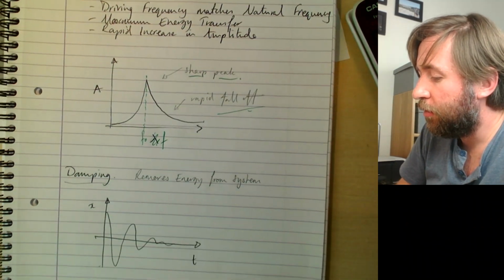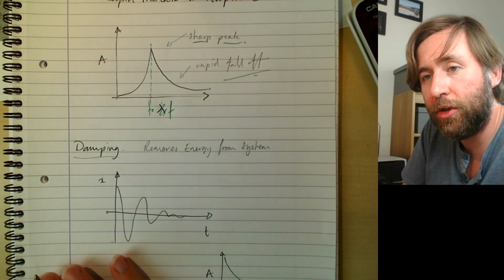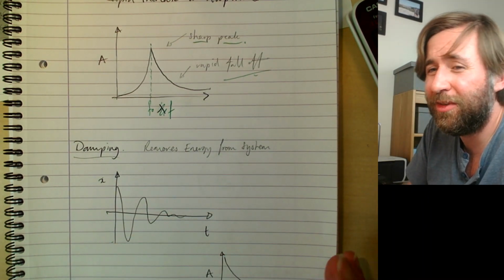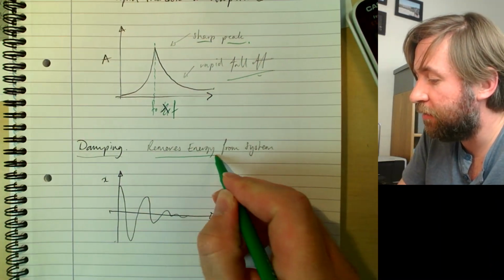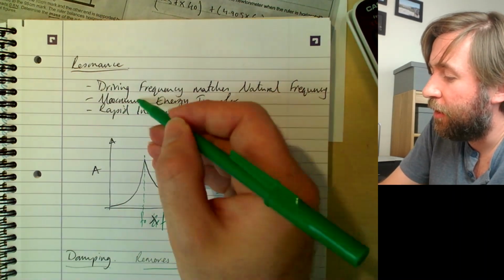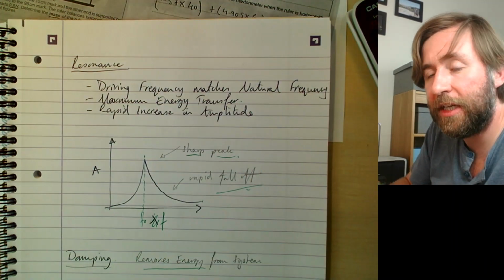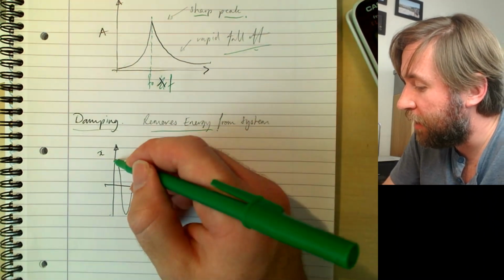All right. Following on from that, damping is something that we can do to stop resonance. Now, damping doesn't necessarily stop resonance. What it does is it removes energy from the system. So if you like, we're not changing the frequency, we're changing the energy transfer. We're taking the energy out of the system. And really these ones have a graph that looks like this.